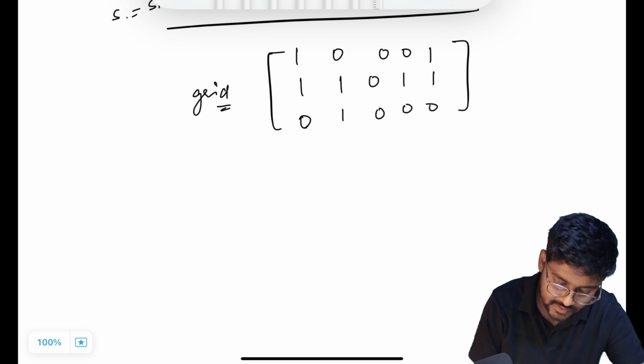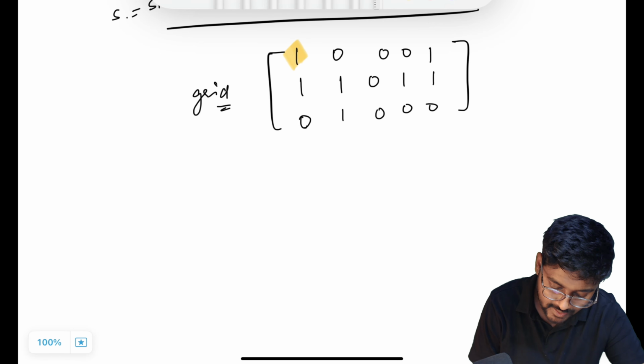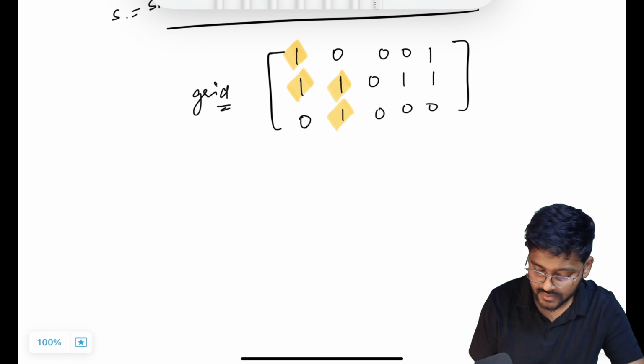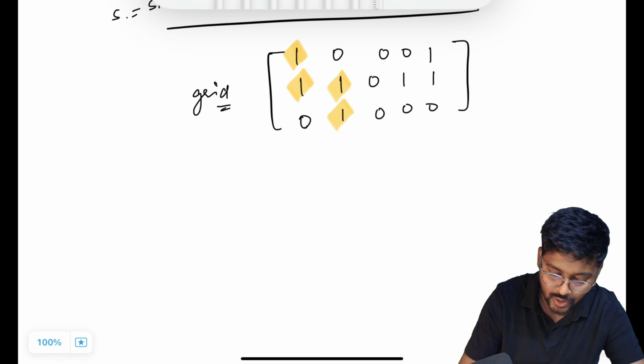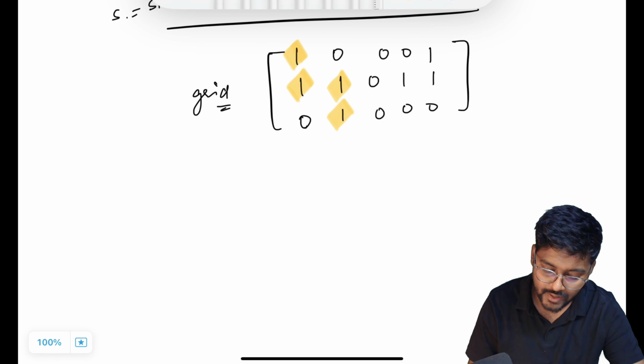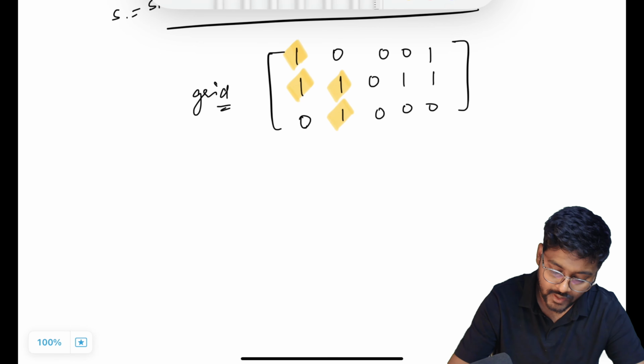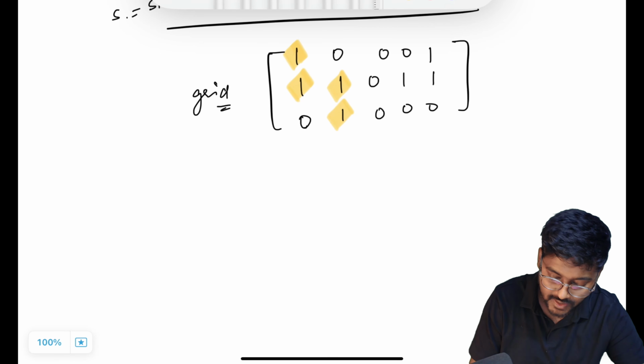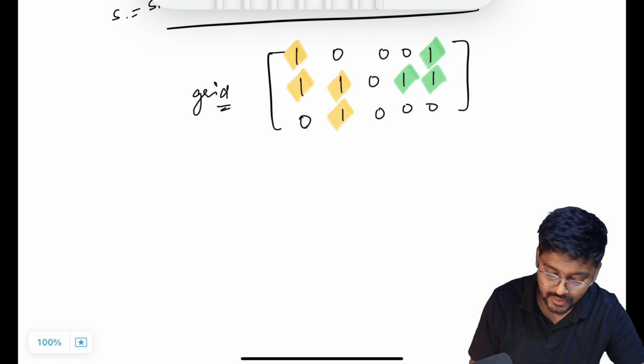Let's say in this case, what is my first island? The first island is the yellow island, and this yellow island is of size 4. Now let's come to the second island. The second island is going to be this one, the green island.